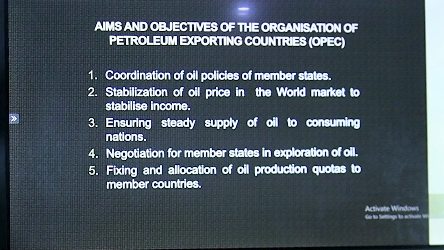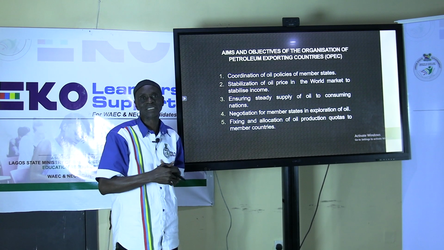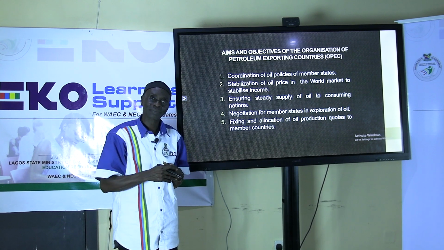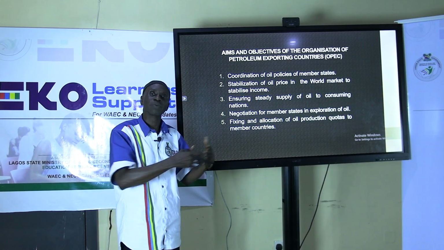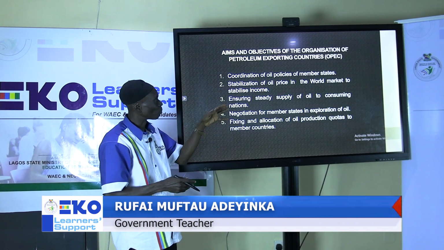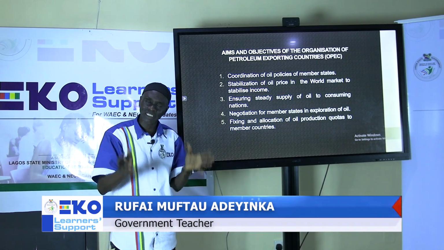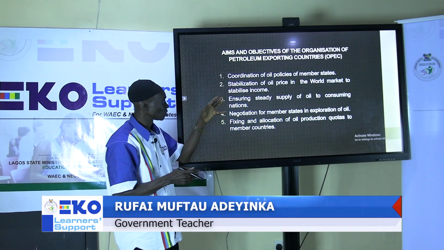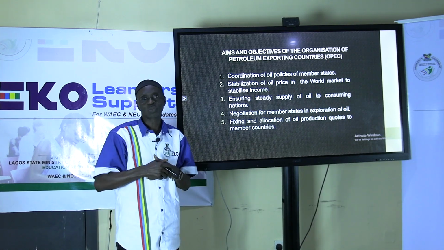2, stabilization of oil price in the world market in order to stabilize the income of the member states. When there is need to raise level of supply, OPEC will determine it in order to gain more money. When there is too much supply, which will lead to reduction in prices, it is OPEC that will decide so that there will be stabilization of the income of these oil-producing states.